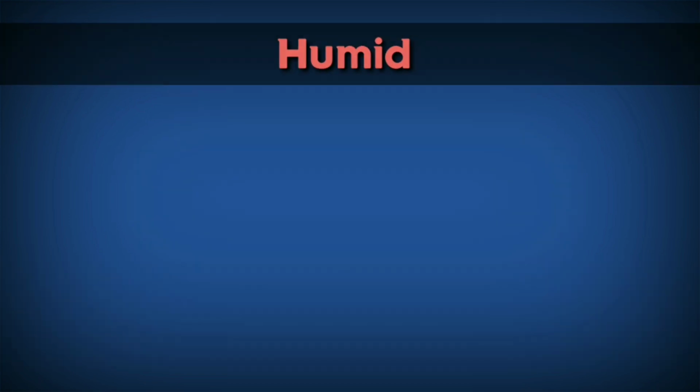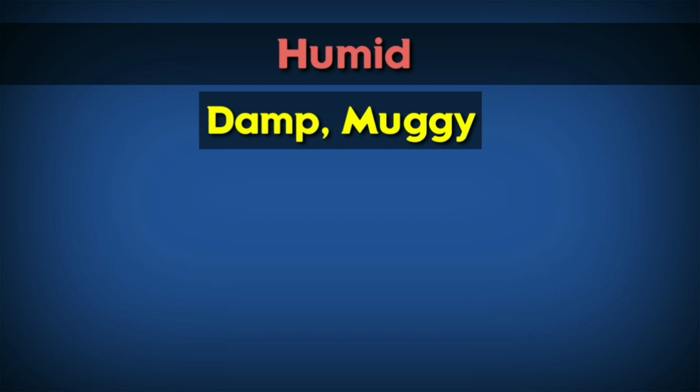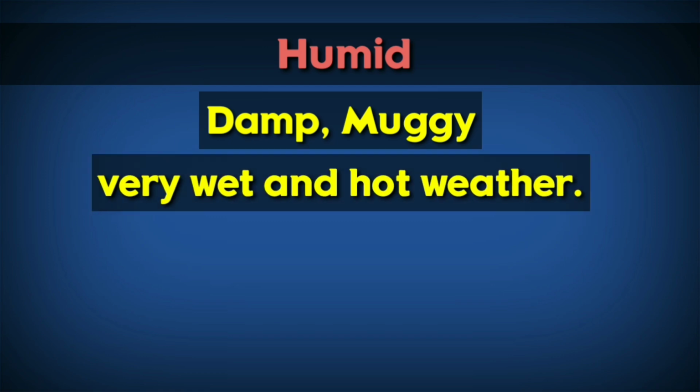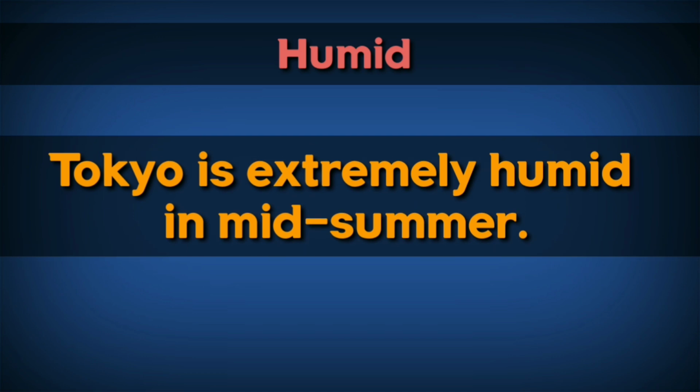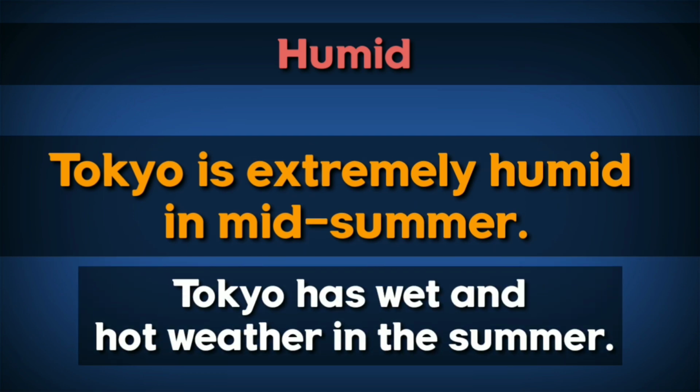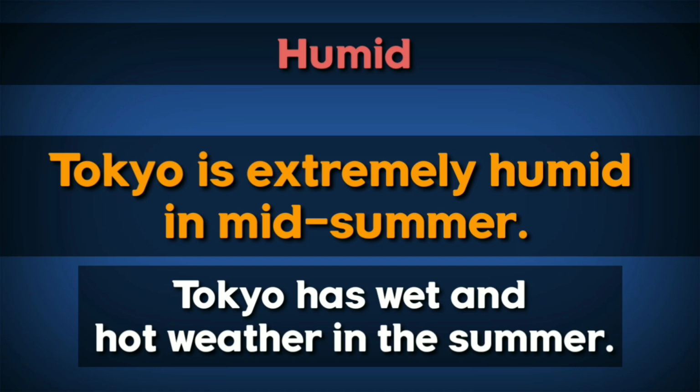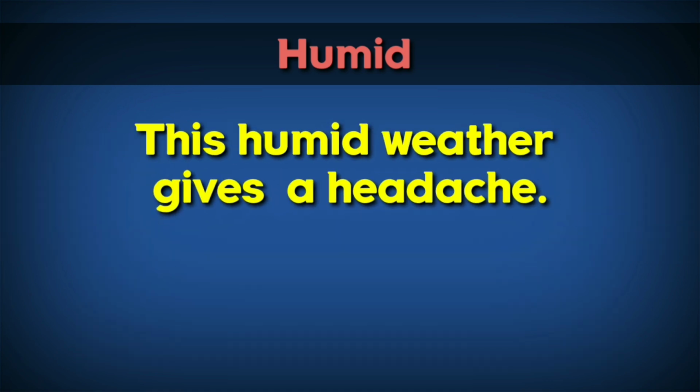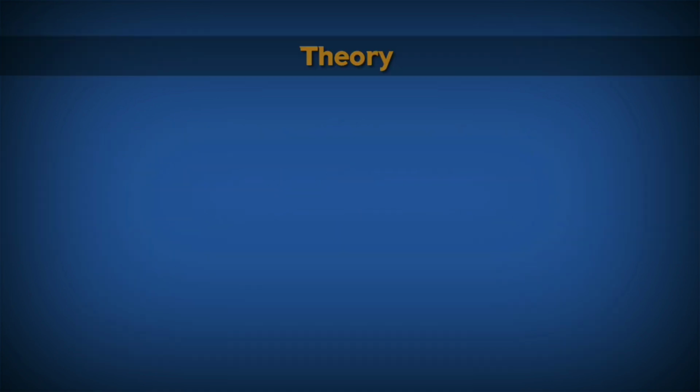Humid. Humid means damp, muggy, or it means very wet and hot weather. For example, Tokyo is extremely humid in midsummer. It means Tokyo has wet and hot weather in the summer. This humid weather gives me a headache.